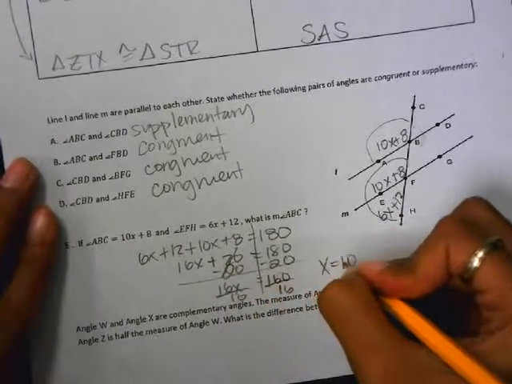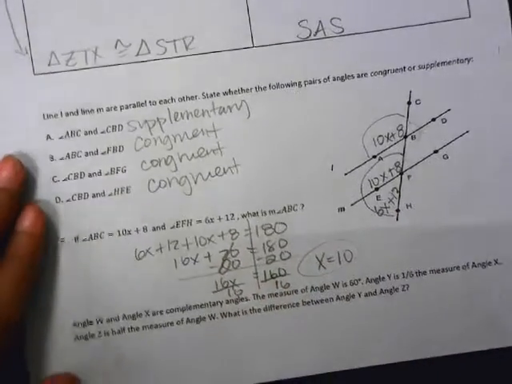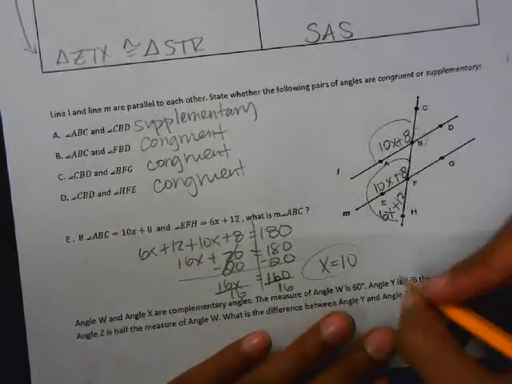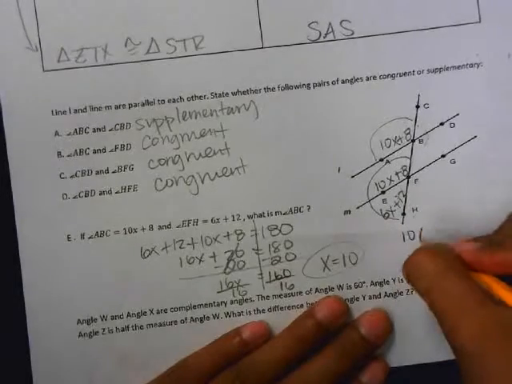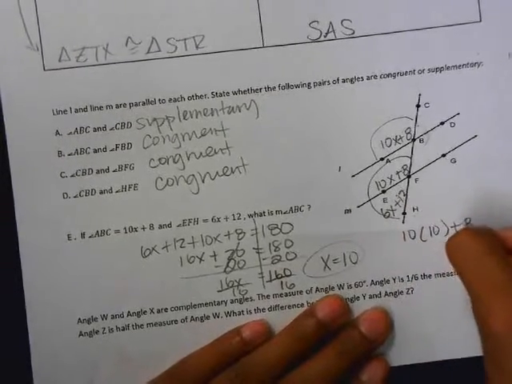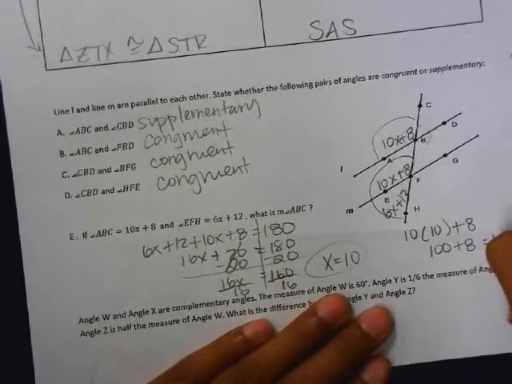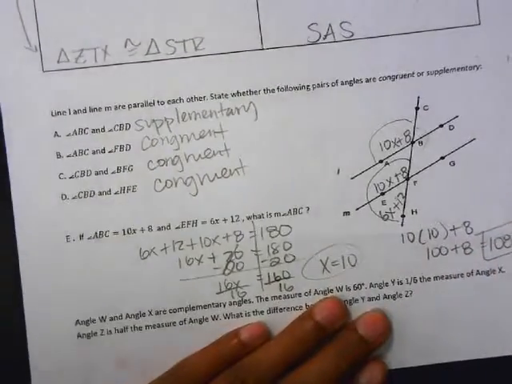Now, I'm not done because they asked me how much ABC was. So I'm going to plug 10 into x. 10 times 10 is 100, plus 8 equals 108 degrees. That is our answer.